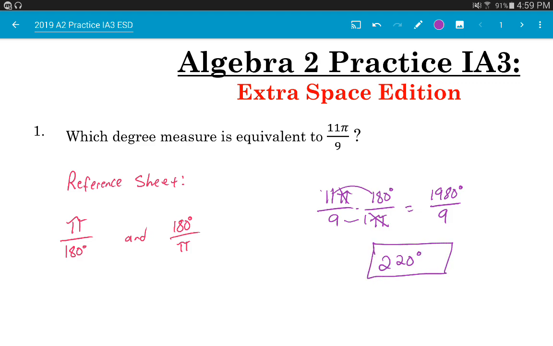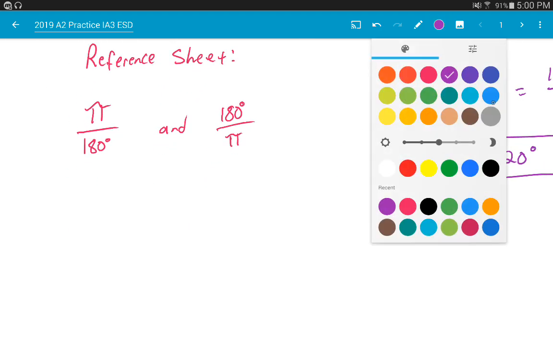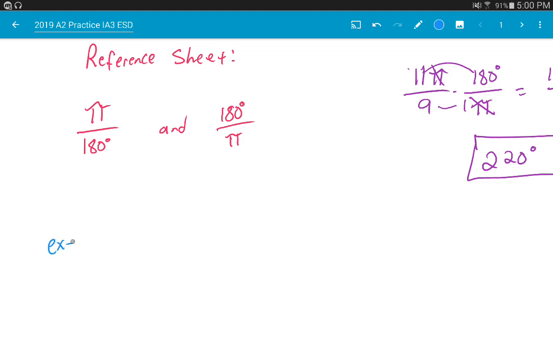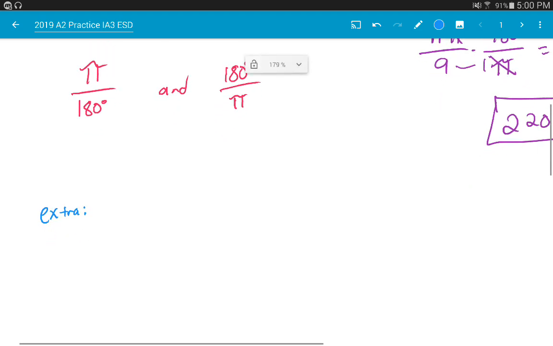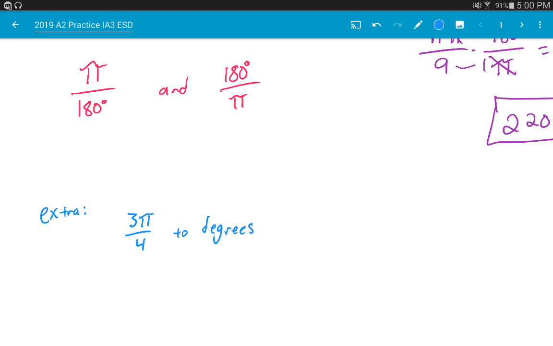If I was converting from degree measure to radian measure, I would go in the opposite direction. I'll give you a quick example of that, unrelated to this question. So this is extra. If I wanted to convert something like 3 pi over 4 to degrees, that's the same direction that we're going now, right? So that would be where I'm crossing out the pi's, and then I would just simplify this, right?